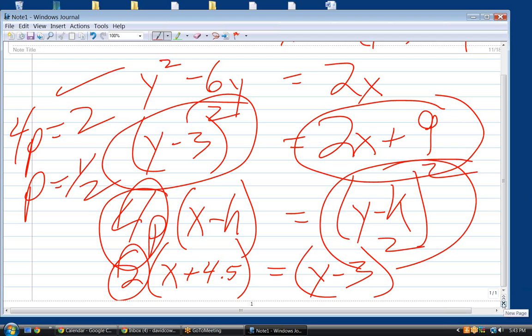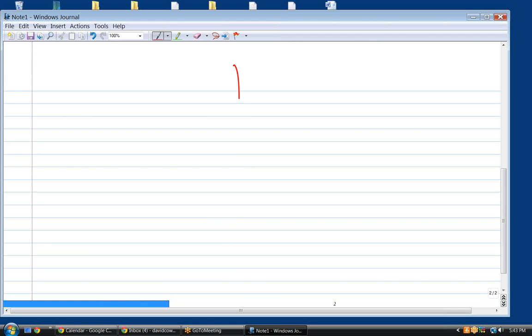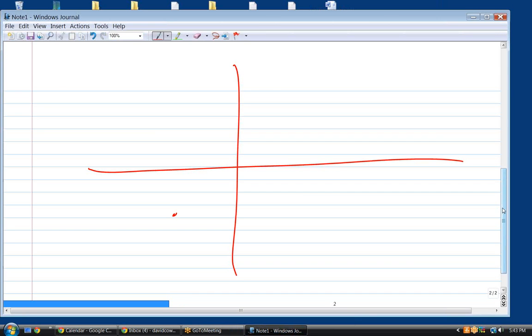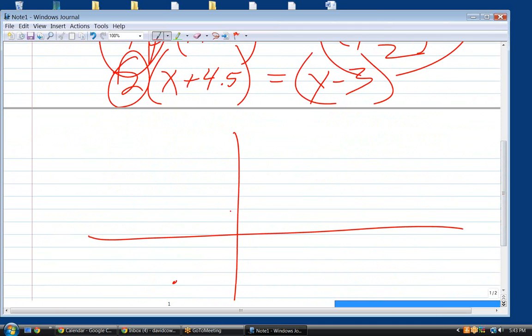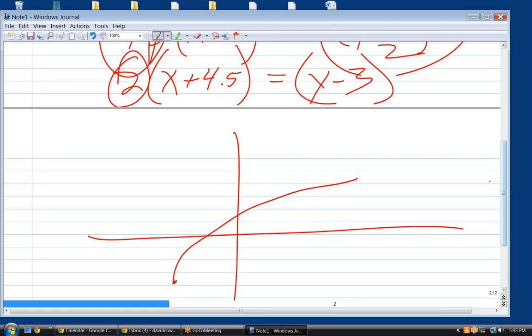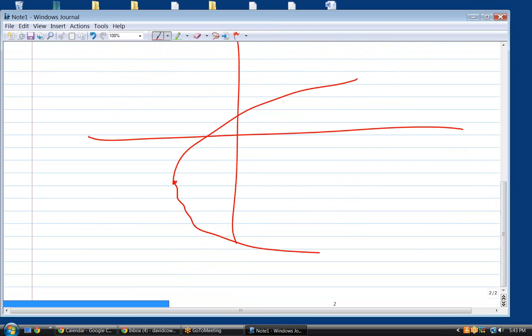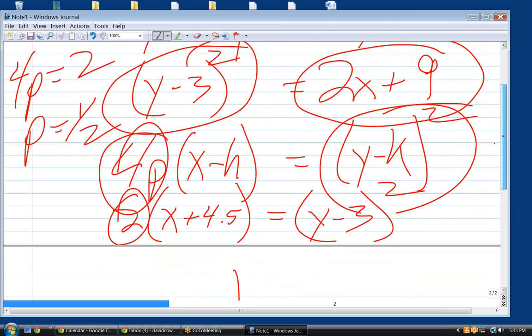In terms of graphing that, we were at minus 3, minus 4.5. Right here is the vertex. It's a horizontal parabola, not a vertical parabola. In other words, whenever you have y squared and x, those are horizontal parabolas. And we know it's going to open to the right, so it's going to look something like this. How do we know it's going to open to the right? Because that coefficient is positive on the y squared.